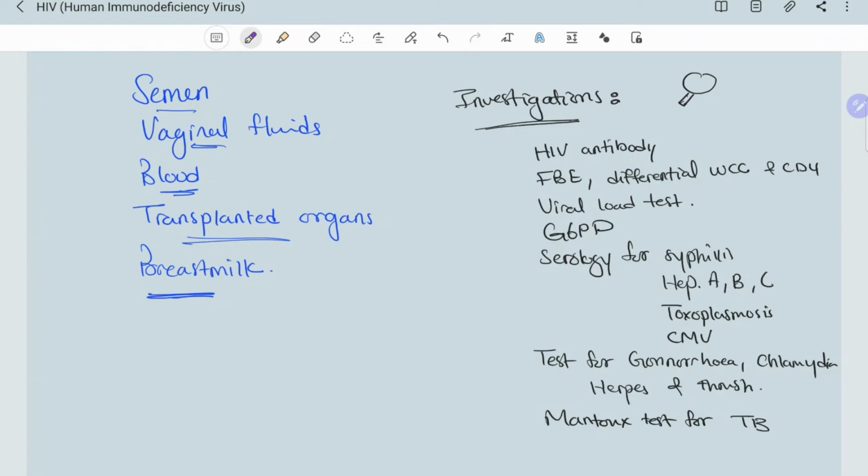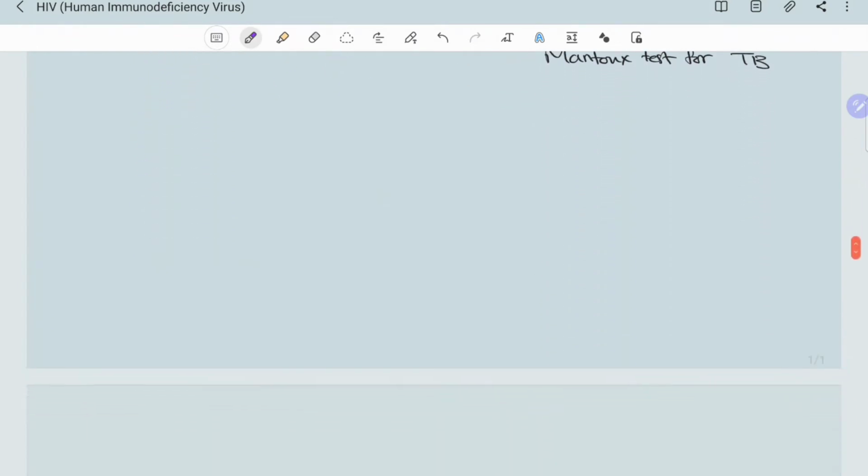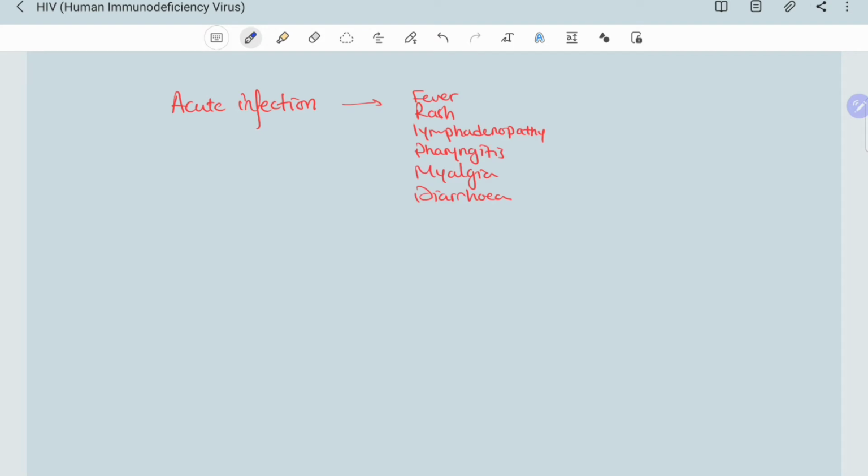So let's talk about the clinical presentation of HIV. It usually starts with an acute infection in 70% of patients. The acute infection presents with fever, rash, lymphadenopathy, pharyngitis, myalgia and diarrhea. And this usually happens 2 weeks after exposure. And then we go to the asymptomatic infection phase, which lasts for several years following infection.